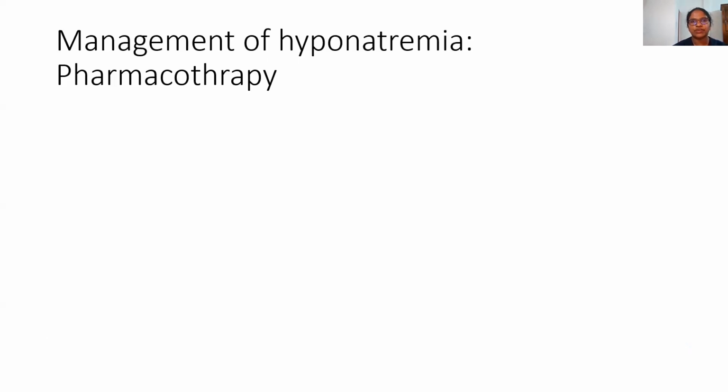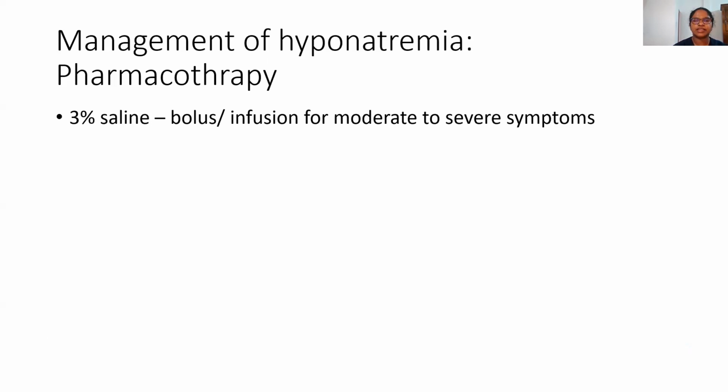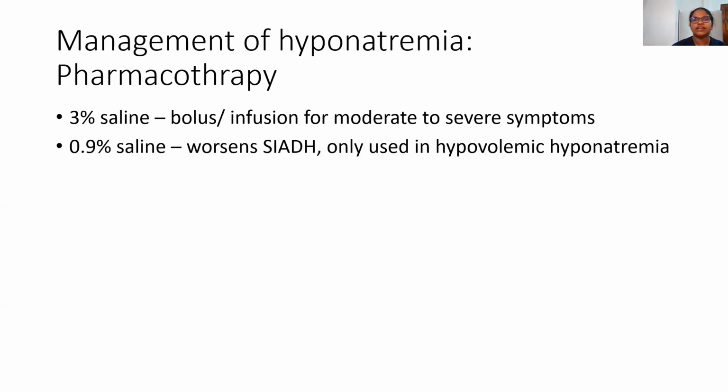We have a few pharmacotherapies available for hyponatremia. I will go through them first before giving the outline of management. We have 3% saline. It's a hypertonic saline. You can use it as a bolus or infusion for moderate to severe life-threatening symptoms. How would you give it? I will discuss later. Then we have normal saline. This you can use only in hypovolemic hyponatremia, that is in a dehydrated patient, not for a euvolemic patient. It will worsen SIADH, so don't give normal saline to an SIADH patient.